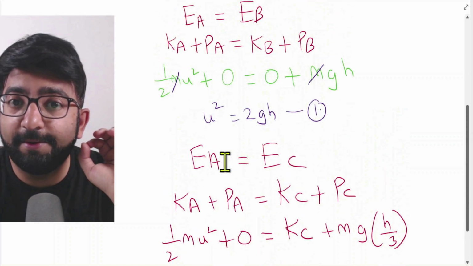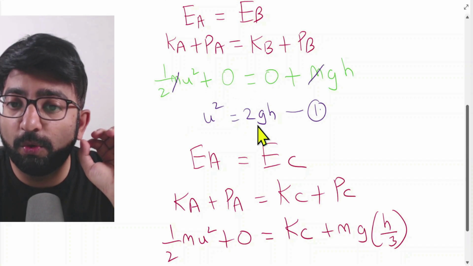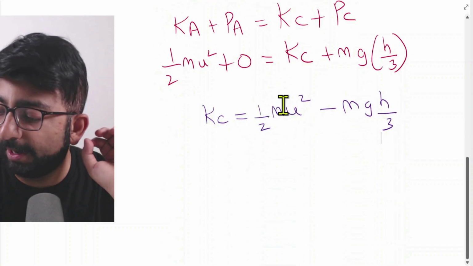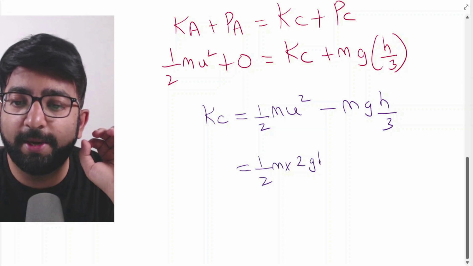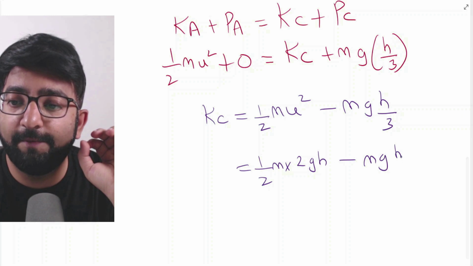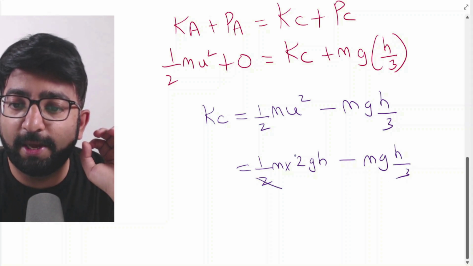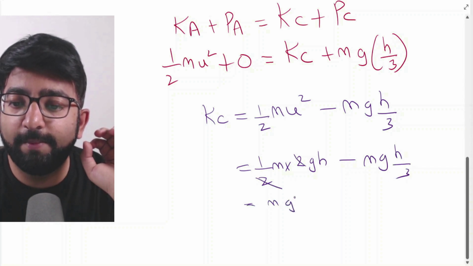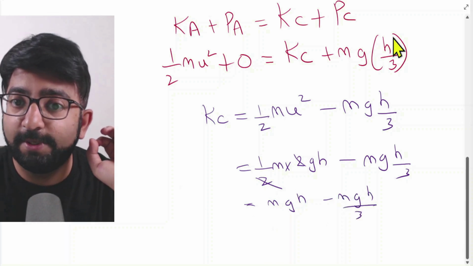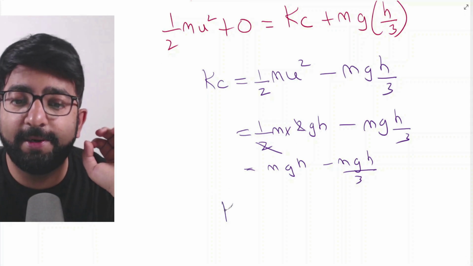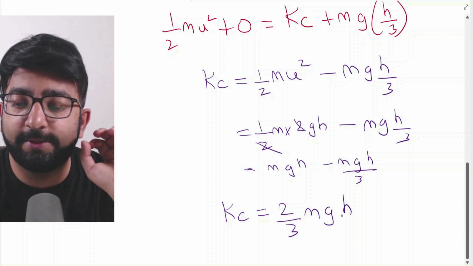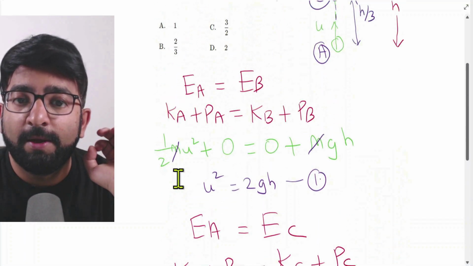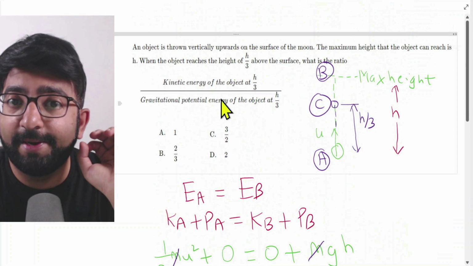So on simplification, we will get half mu square minus mg into h by 3. Now previously we had deduced that u square was equal to 2gh. So let's put u square as 2gh in this expression. So we'll get half m times 2gh, and on the right hand side, we have mgh by 3. So 2 gets cancelled out here. We will get mgh minus mgh by 3. And now if we simplify this, the expression for kinetic energy at the point C will come out as 2 by 3 mgh.